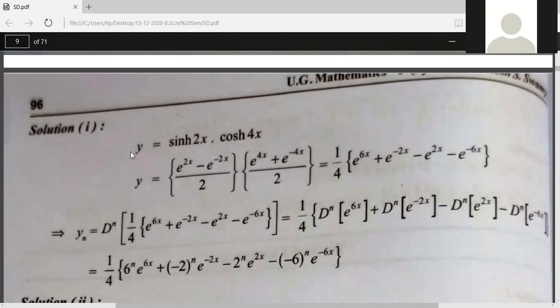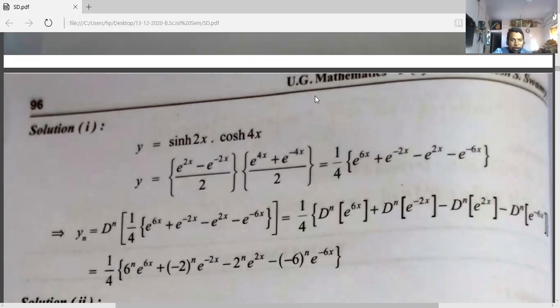Now here you see you are getting this is the value of y. After you are getting y, you have to write the nth derivative. Already you know the nth derivative of e to the power mx. First you write d to the power n of y, that is equal to yn, because yn is the nth derivative. Y is equal to this you are writing here.